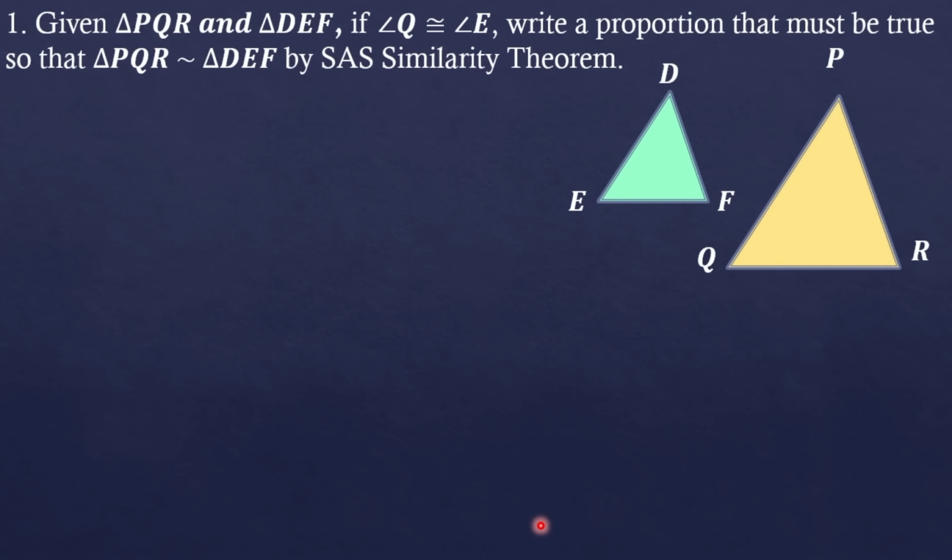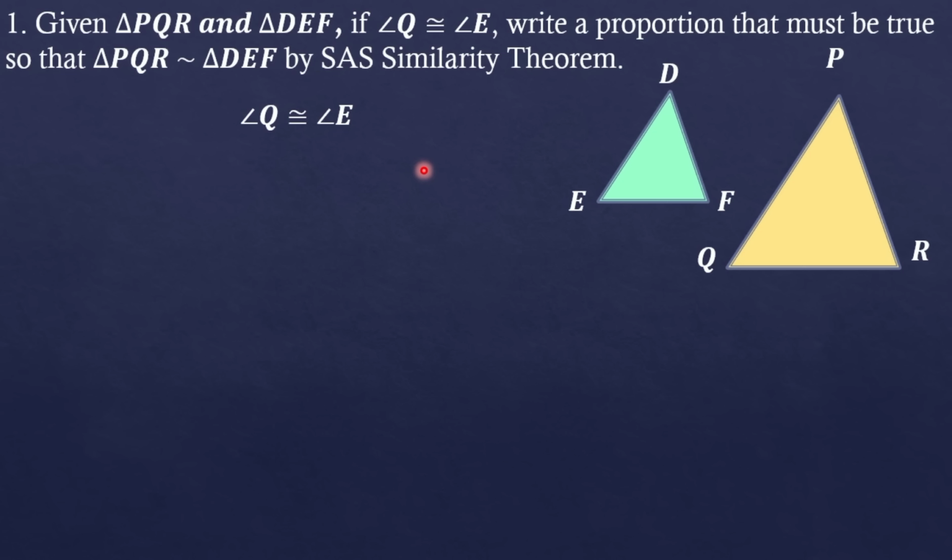So, we have here given triangle PQR and triangle DEF. If angle Q is congruent to angle E, write a proportion that must be true so that triangle PQR is similar to triangle DEF by SAS Similarity Theorem. So, we need to show that these two triangles are similar by SAS. So, ang given po natin is we have angle Q and angle E. Okay? So, these two angles daw po ay congruent.